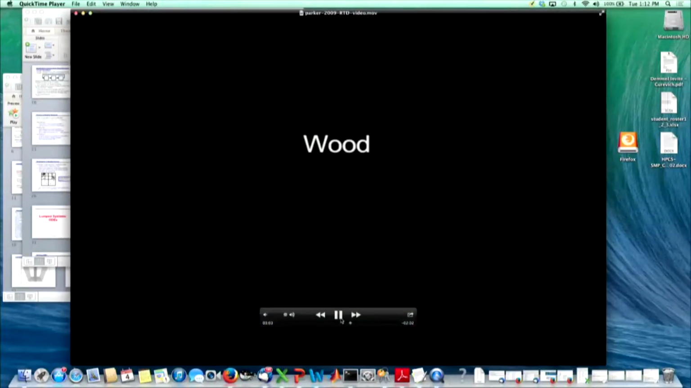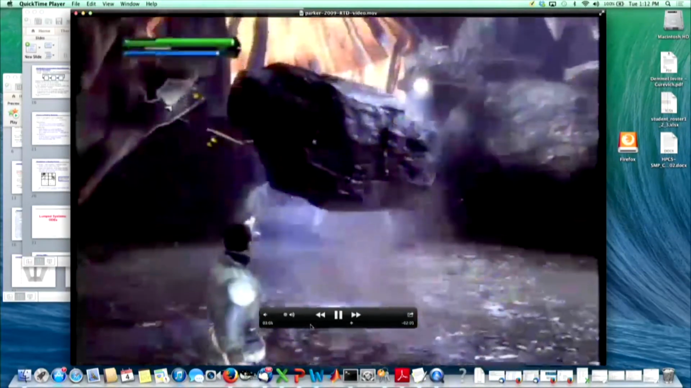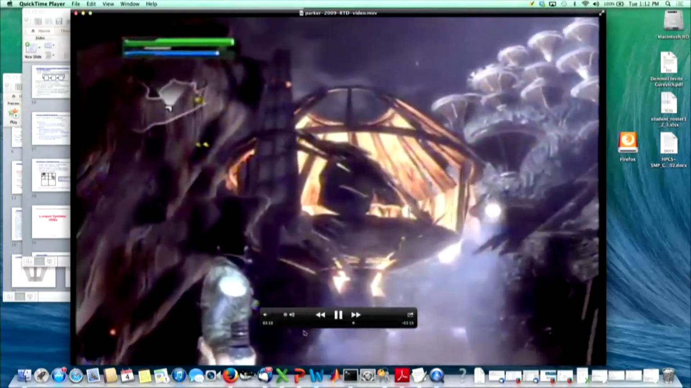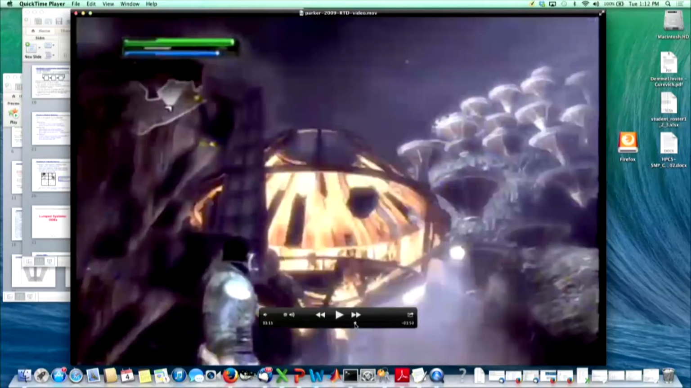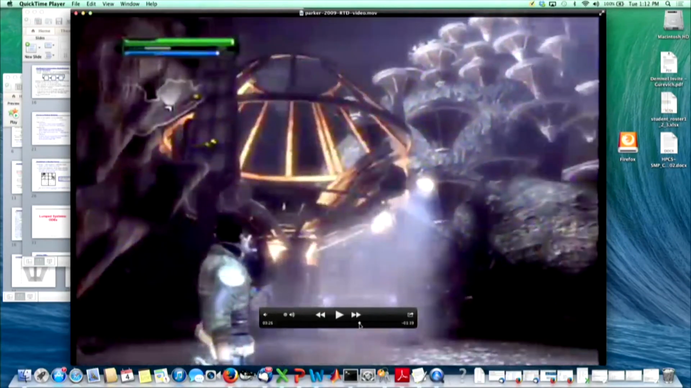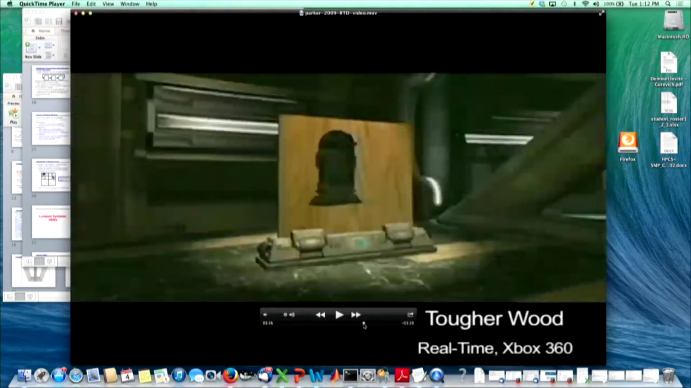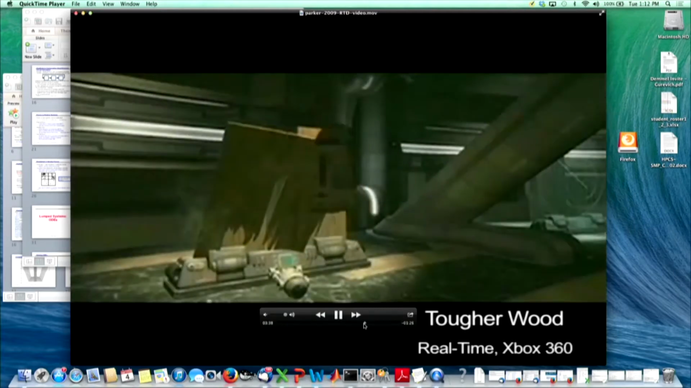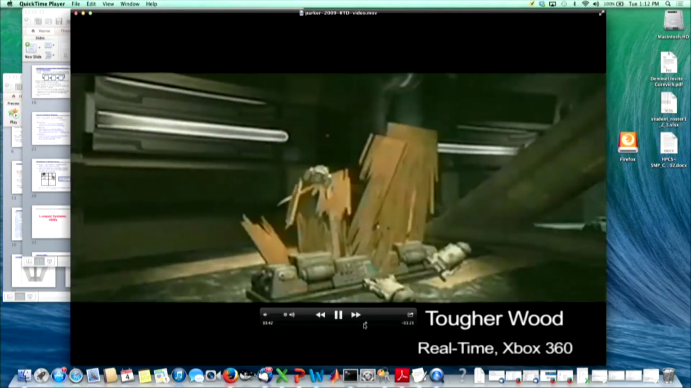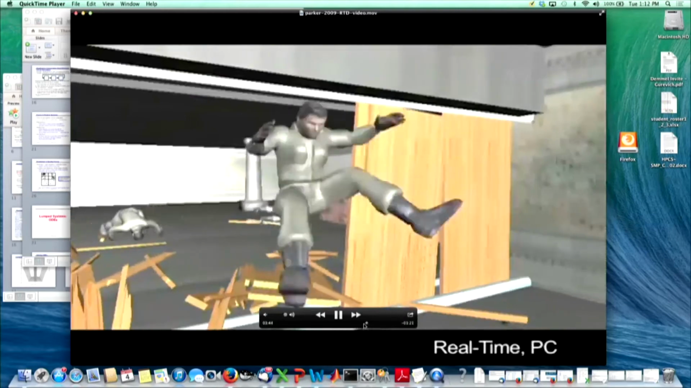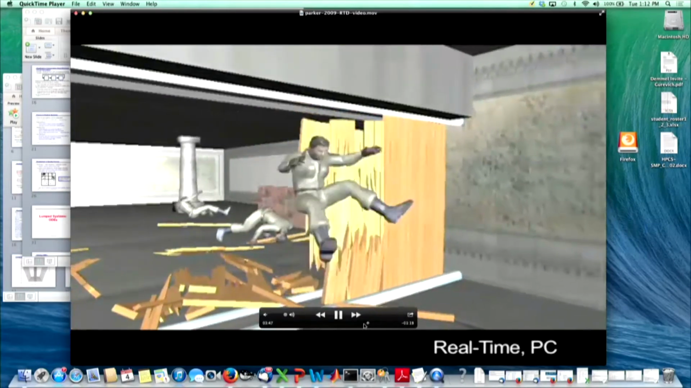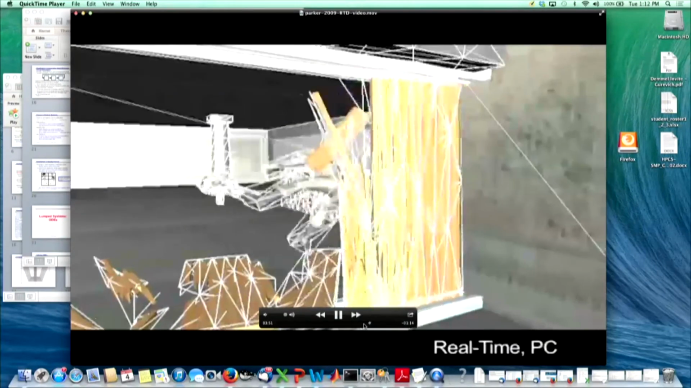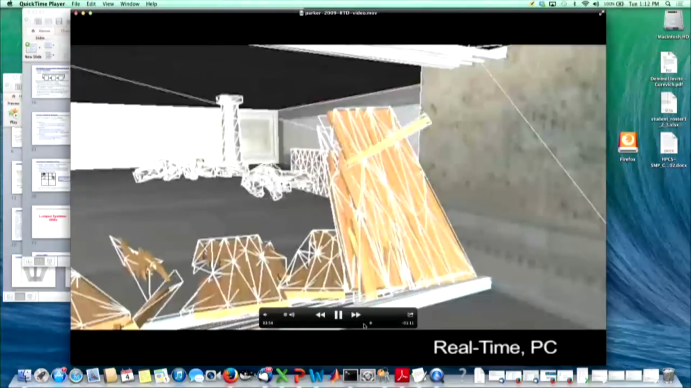Now let me move ahead to show you some of the low-level details of this lecture. Let me show you what's actually going on inside the simulation. So there's the end of the wood. Now I'm going to show you what's going on inside by showing you the finite element mesh. There's the mesh that's being used for the simulation inside the machine.